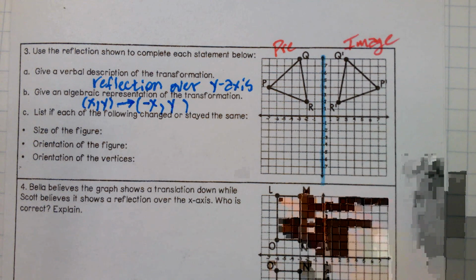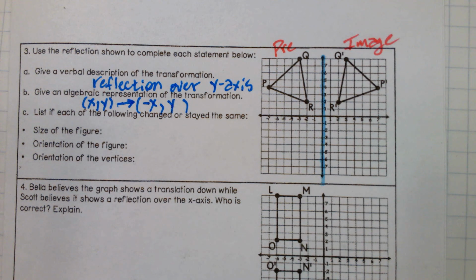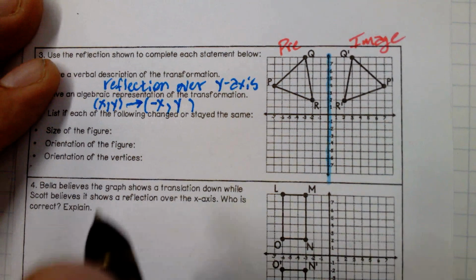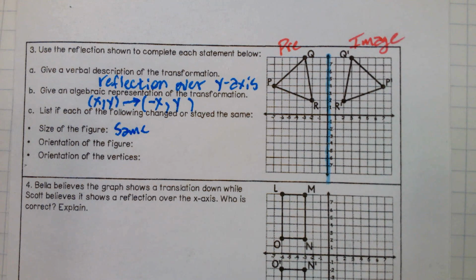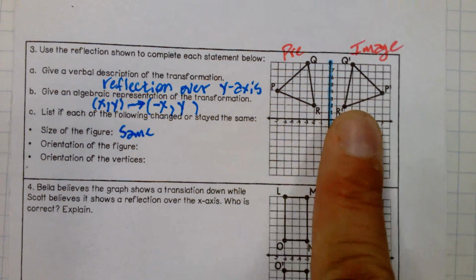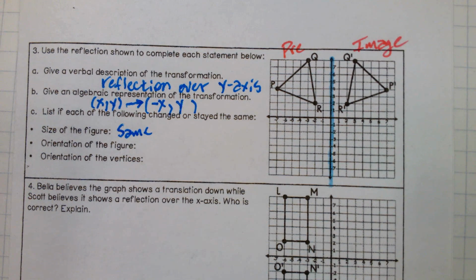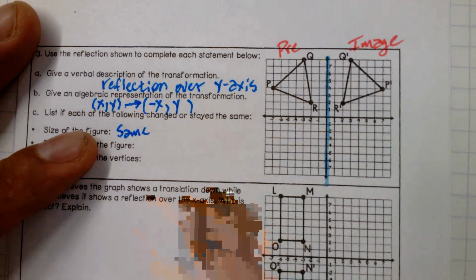Part C. List if each of the following changed or stayed the same. Let's start with the size of the figures. They stay the same, yeah. So we'll just say those are the same. Orientation of the figures. Compare the pre-image to the image. Are they facing the same way? No, it's a flip. Literally, it flipped. So that's going to change the orientation of the figure. So that was definitely a change.